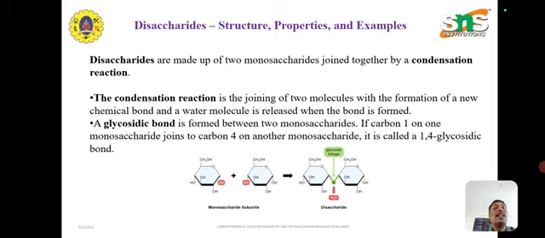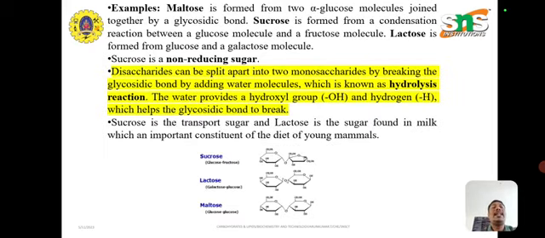Nothing but the first carbon of the first monosaccharide joined with the 4th carbon of the next monosaccharide. So that is called a 1,4 bond. The bond is called a glycosidic bond. Example, maltose. Maltose is formed from 2 glucose, that is alpha glucose. We already studied that we have alpha and beta. So in maltose we consider only alpha glucose. So alpha glucose molecules join together by the glycosidic bond.